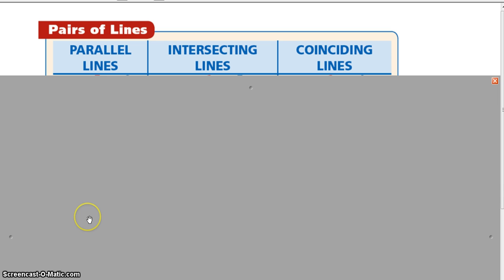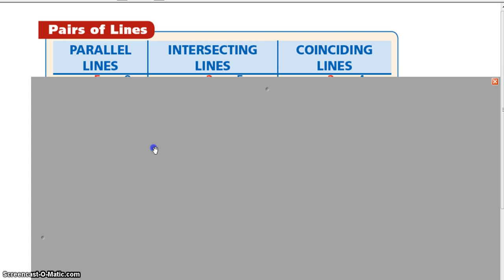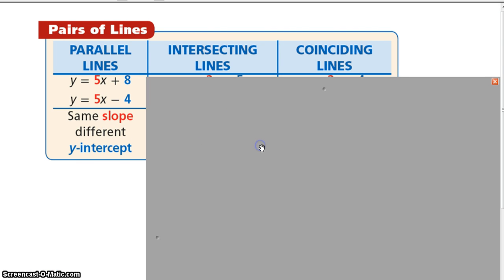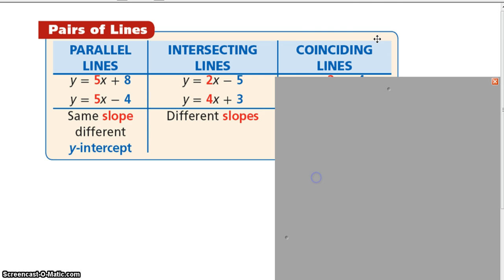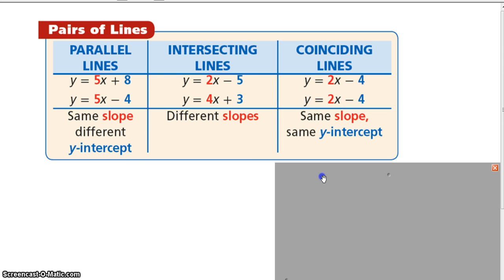Special case. When asked to graph parallel lines, what do they have in common? You got it? They have same slope, right? Different y-intercepts. Okay, I'll give you a copy of this little thing and you can tape it in your notes. How about intersecting lines? Do they have the same slope? Never. No. They have different slopes. Could they have the same y-intercept? I guess they could. They definitely have different slopes. And coinciding lines end up having same slope and same y-intercept. When reduced down to slope-intercept form in its simplest form, they are the same line. They usually are given to us looking different, but they end up being the same line.